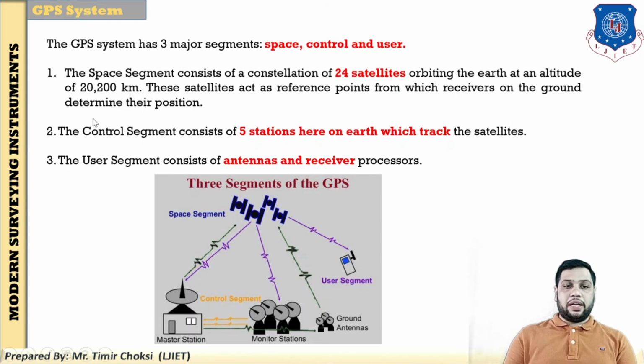Now the control segment consists of 5 stations here on Earth which track the satellites. And the third, the user segment, consists of antennas and receiver processors. So first is the space segment, then the control segment plays its part, and last is the user segment, which consists of antennas and receiver processors.